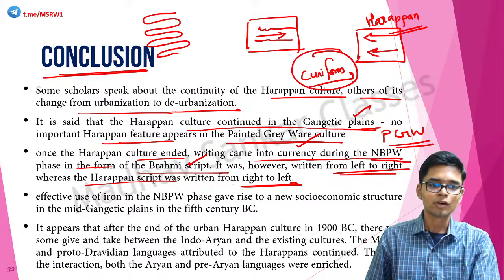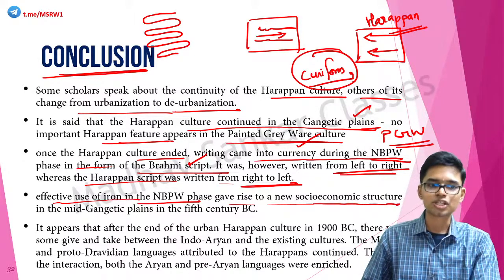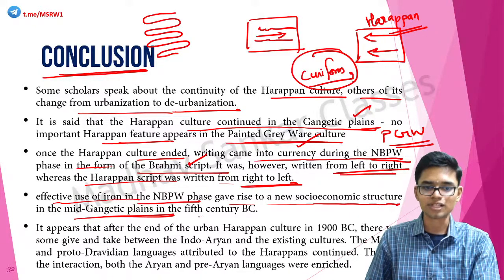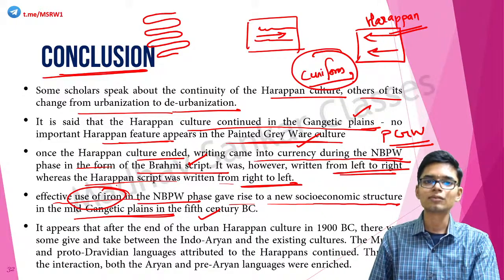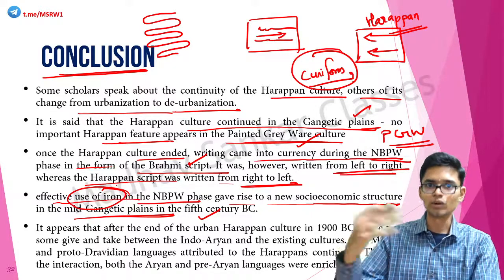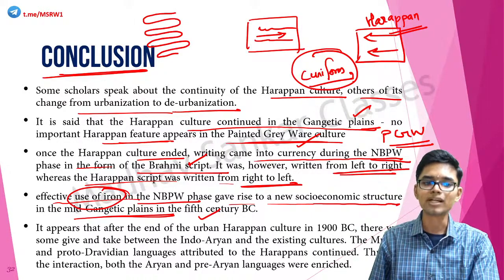Okay. Moving on. Effective use of iron in the NBPW phase gave rise to a new socio-economic structure in the mid-Gangetic plains in the 5th century. Again, I already told you. Effective use of iron was one of the primary reasons why people at that time were able to clear the very thickly forested Ganga region. And once iron started to become very prominent, the lifestyle, the socio-economic structure, everything came to a new level, and it began to evolve in the 5th century BC in the mid-Gangetic plains.